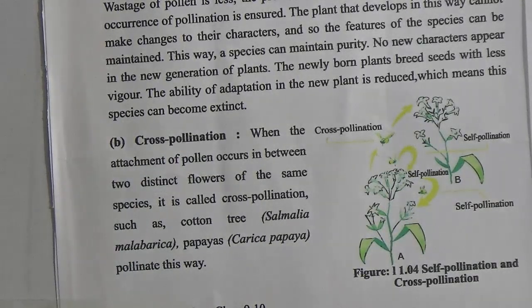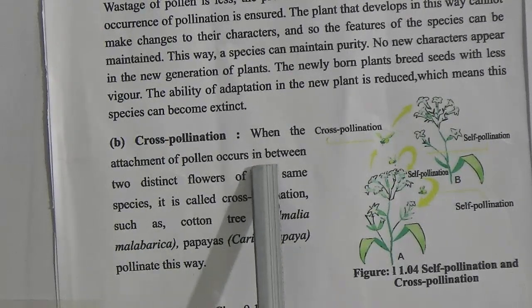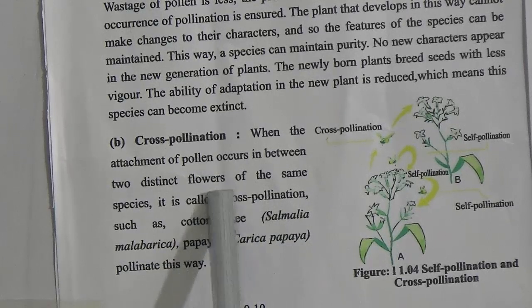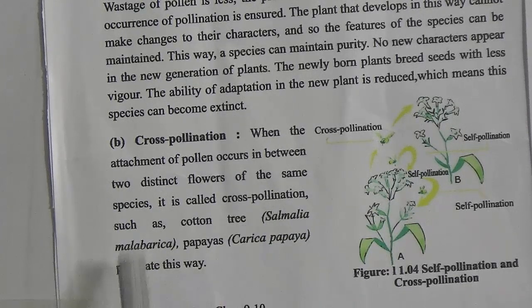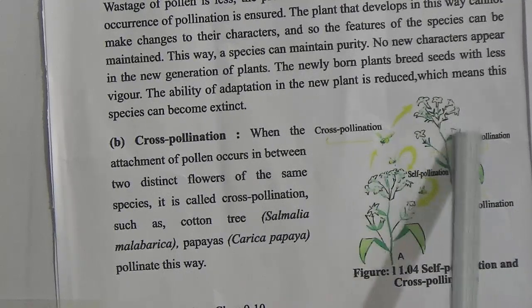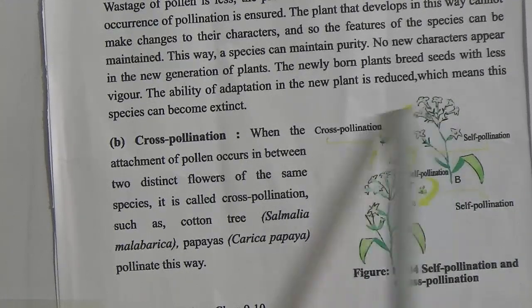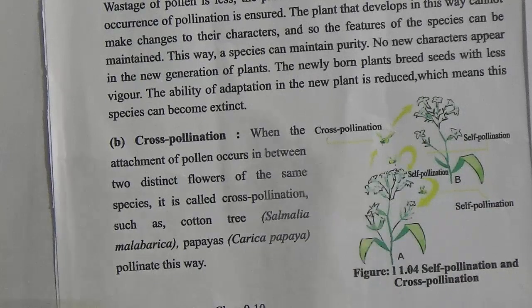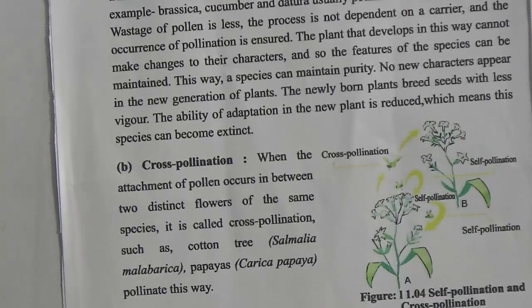Now cross-pollination. When the transfer of pollen occurs between two distinct flowers of the same species, it is called cross-pollination. Such as cotton tree and papaya pollinate this way. And here is the picture of self-pollination. When pollination occurs in the same plant, this is called self-pollination, and here is cross-pollination. When pollination occurs between two plants, this is called cross-pollination, and they must be of the same species.